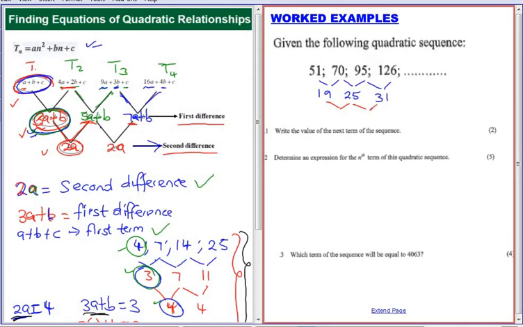So 25 minus 19, now I'm noticing that that's 6, and 31 minus 25, I am noticing that is a 6. All I need is for the second difference to be constant. And once it's constant, I'm convinced that this thing is a quadratic. So now the drag is in finding the next term.